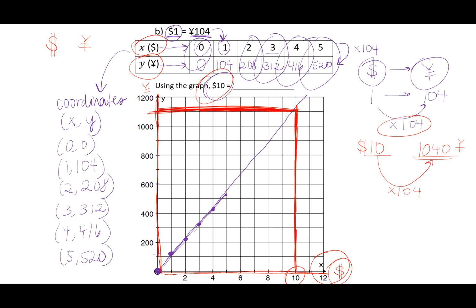So my answer should fall somewhere in that range, and it looks like it does. It might not be perfect, but it looks like we're at least on track to falling somewhere in that range. All right, so you would say $10 is equal to 1,040 yen.